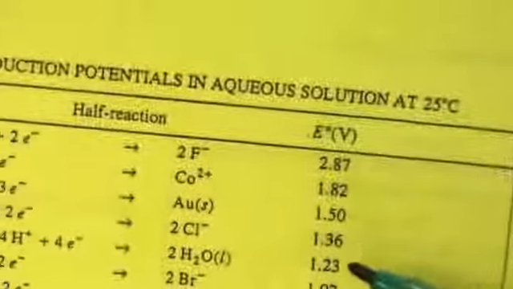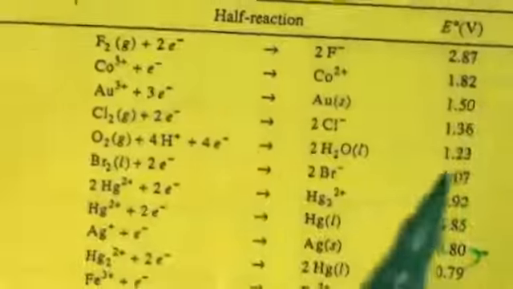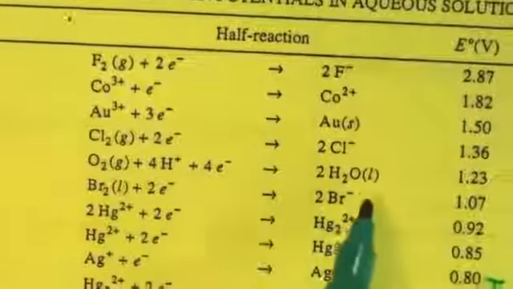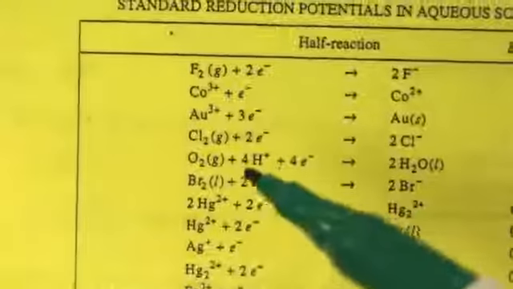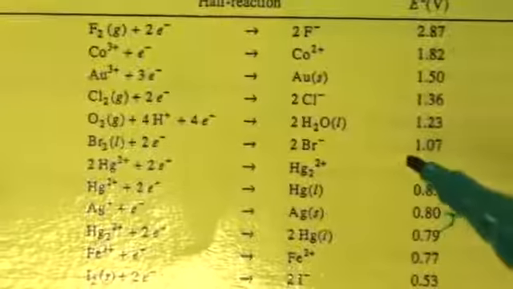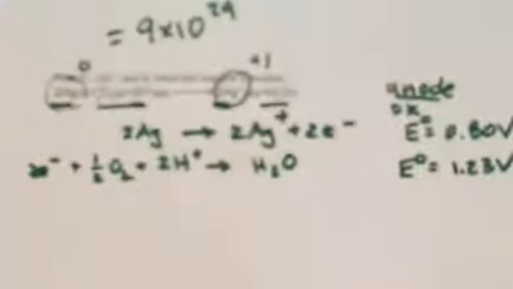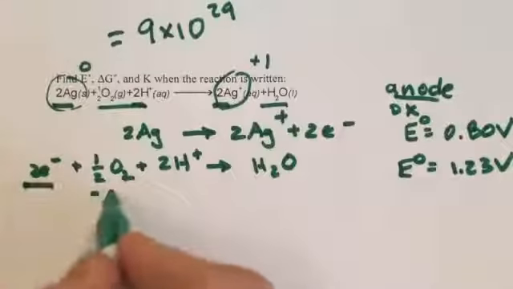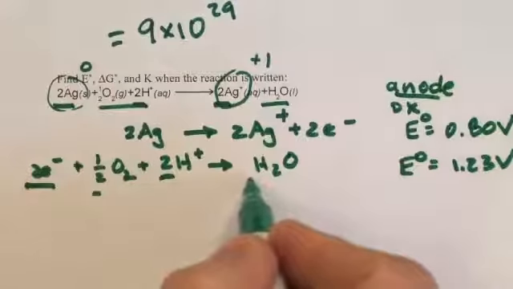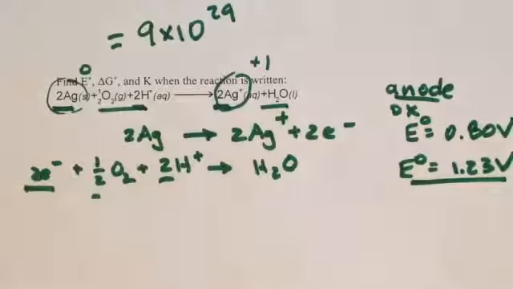Right up here, you can see that it has 1.23 for its electromotive force, and here's my balanced chemical equation right there. You'll notice that on the standard reduction potentials page, they've got 4 hydrogens, 4 electrons, and a doubling of the water, and it has an EMF of 1.23. And if you look on mine, notice it's 2 electrons, a half oxygen, 2 hydrogens, and only 1 water. But notice I still wrote down the same cell potential.